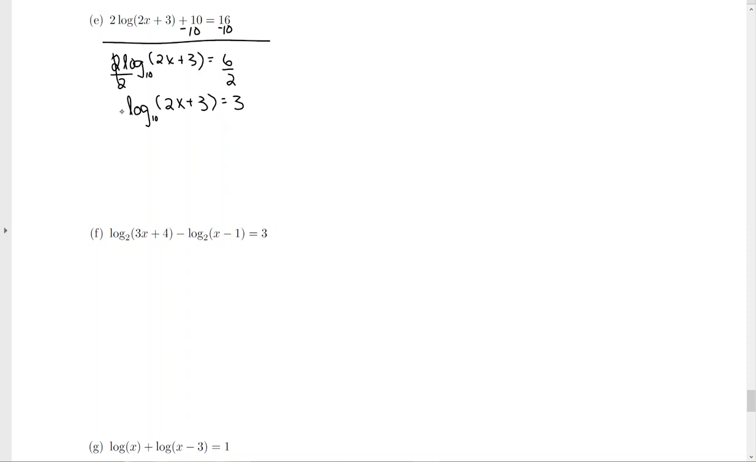Next, you want to get rid of the word log by rewriting it as an exponent. Remember, logs and exponents are opposites of each other, sort of. So we're going to take the base, make it big, to the power 3 equals 2x plus 3. And then start solving for x. So 10 cubed turns out to be 1,000 equals 2 times x plus 3.